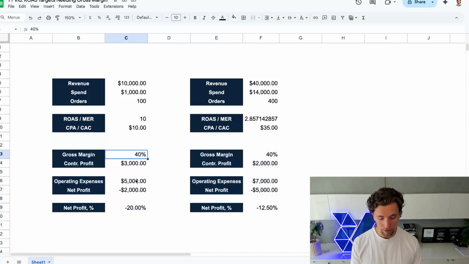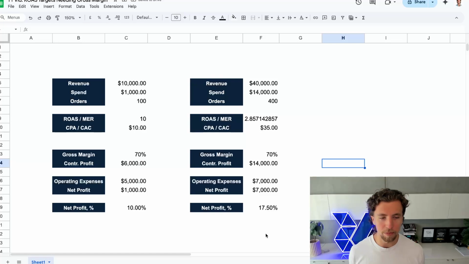But if your gross margin's 70%, this is driving your business into an incredible position to be in. You've just 7x the profitability of it. So please provide gross margin to your agency.